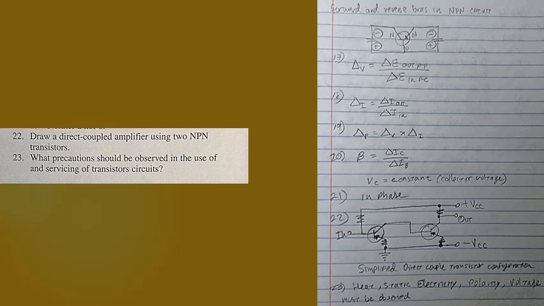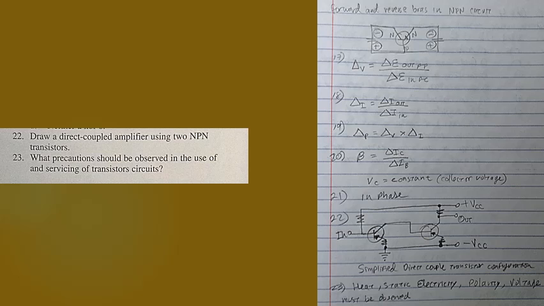Question 17, write the formula for computing voltage gain. That is shown on the right side of the screen, number 17. Question 18, write the formula for computing current gain. Again, shown on the right side of the screen, number 18. Question 19, write the formula for computing power gain. That is shown in number 19 on the right side of the screen again.